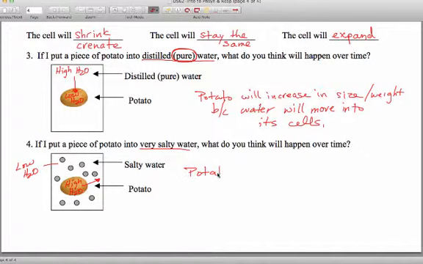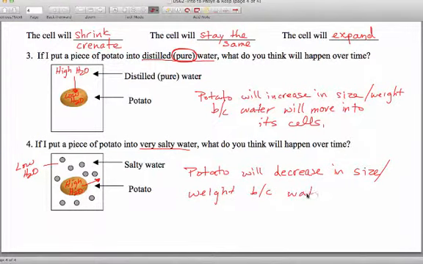So the potato will decrease in size or weight because water will move out of its cells. All right, I hope that cleared up any confusion or misconceptions about this homework.